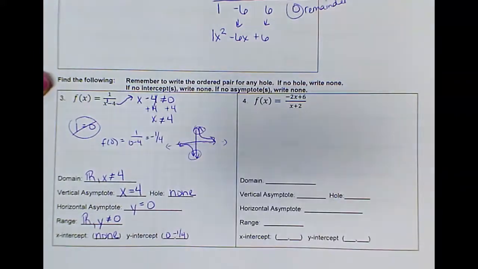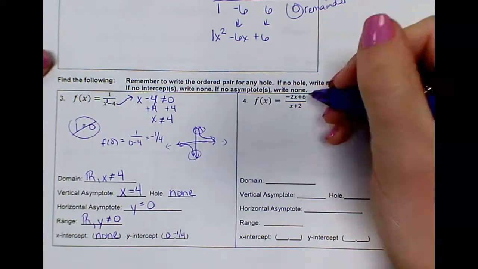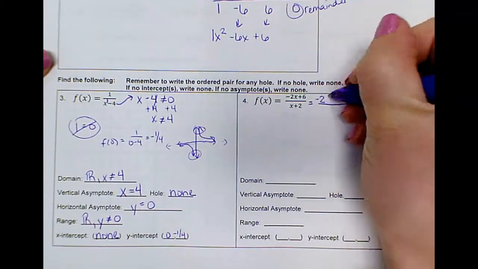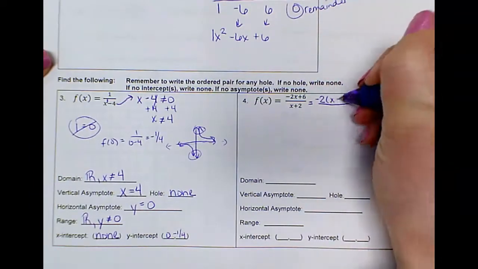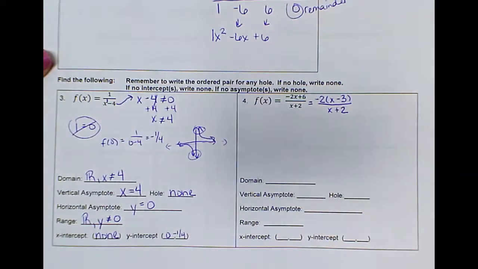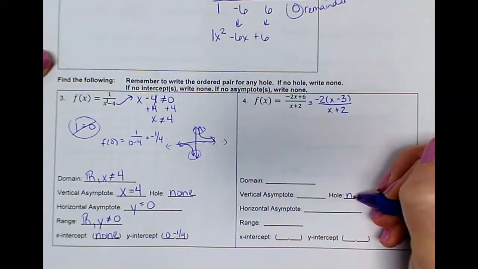And that's my y-intercept. So now I'm going to look at number 4. Number 4, there is some factoring that can be done. I can take out a GCF of negative 2 in the numerator. That will leave x minus 3. The x plus 2 remains on the bottom. There's no common factors to cancel out, which means there's no holes.